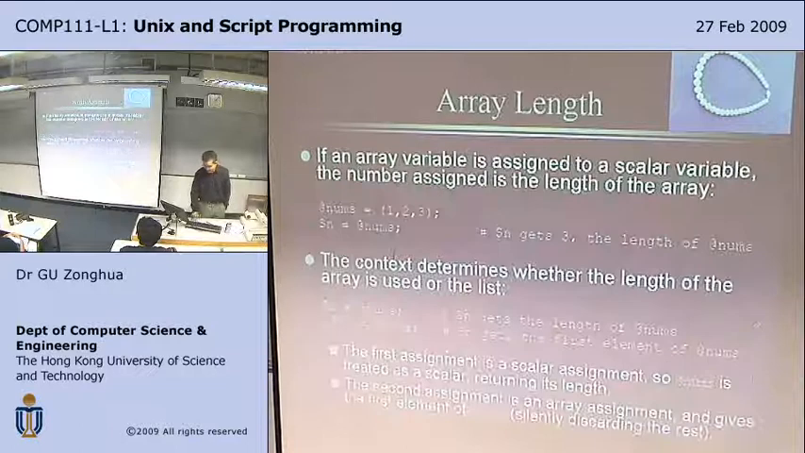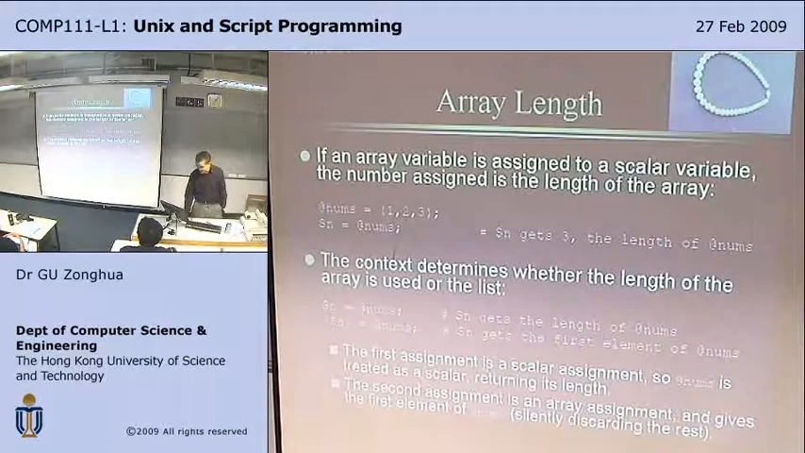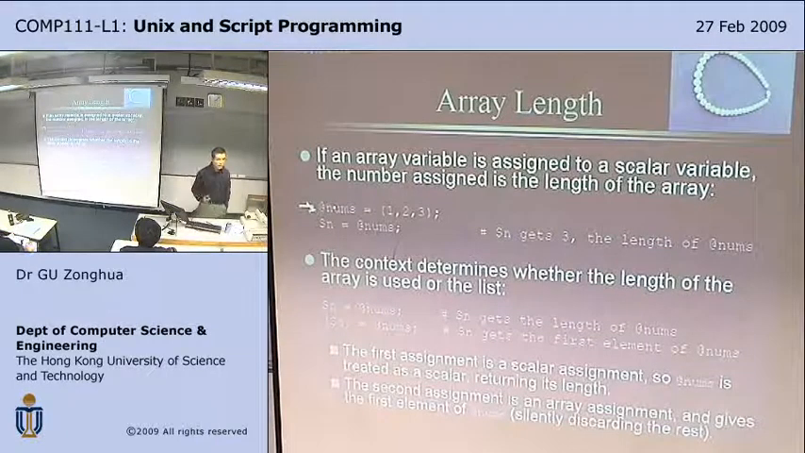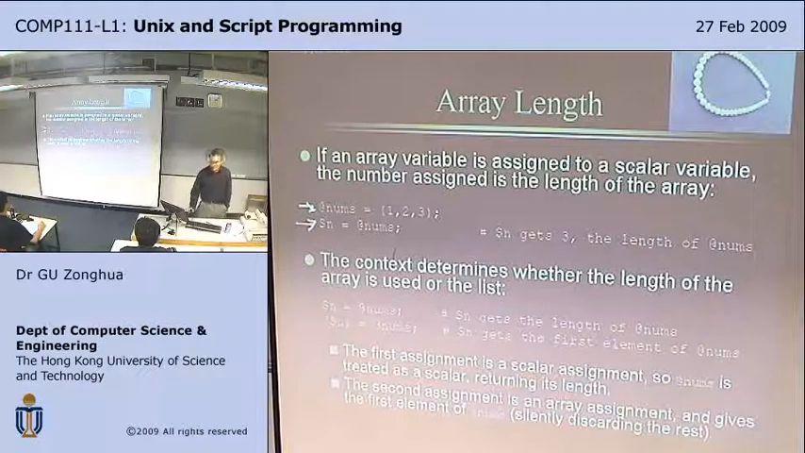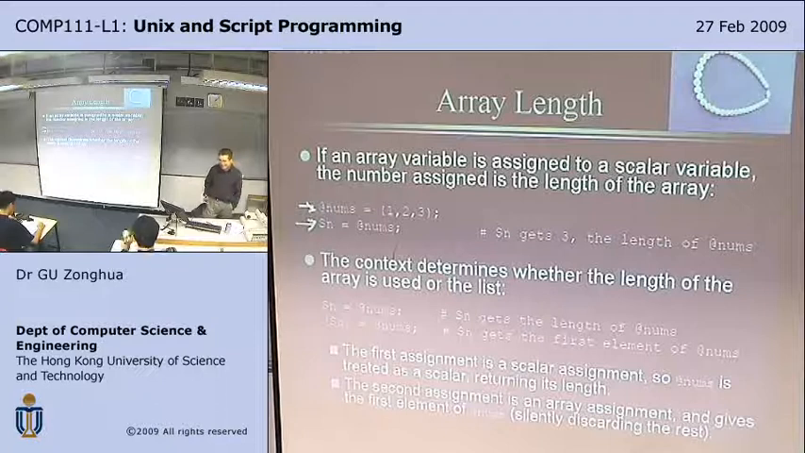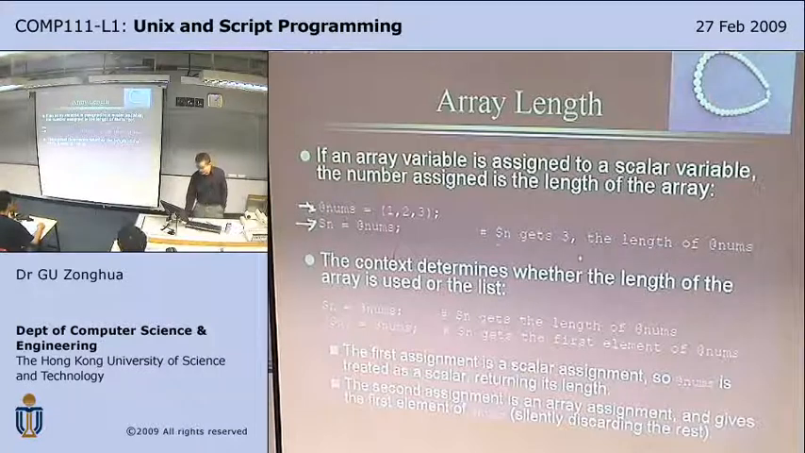So if an array variable is assigned to a scalar, then the number assigned is the length of the array. So nums is 1, 2, 3. Its length is 3. So if you do $n equals @nums, then n gets 3. The size, the length of the array.